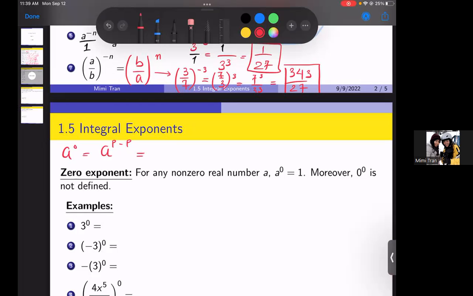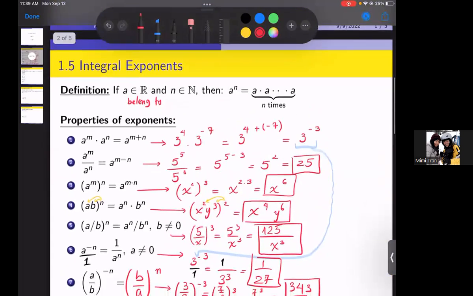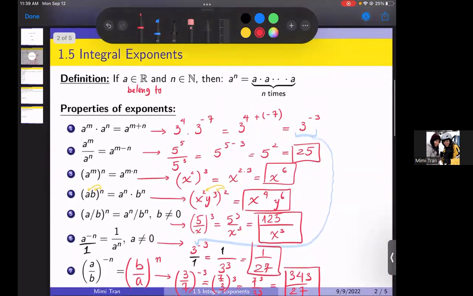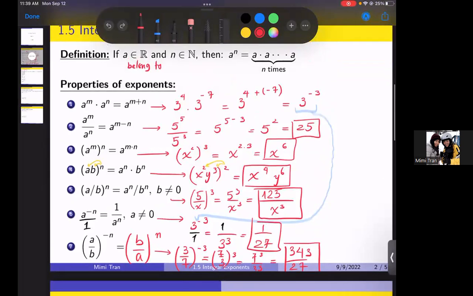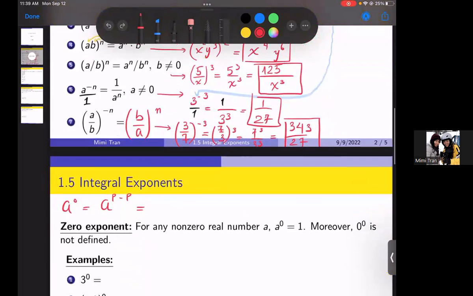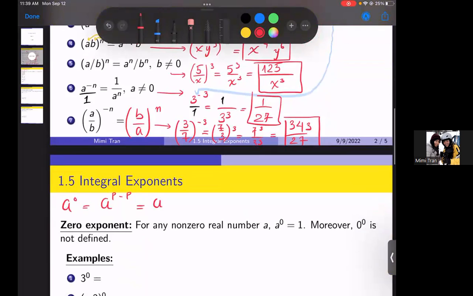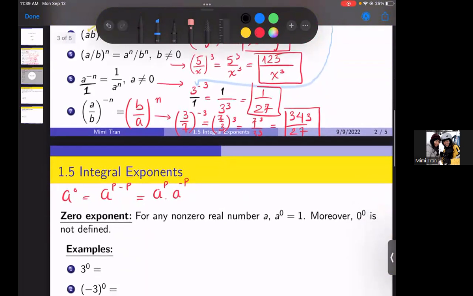I'm going to apply rule number 1. Can someone split this for me using number 1? A to the p times a to the negative p. Yes, a to the m plus n is equal to a to the m times a to the n. Good. Here to here is number 1.